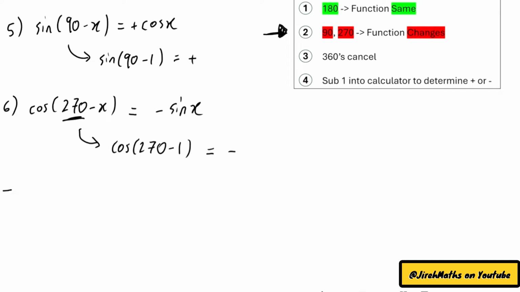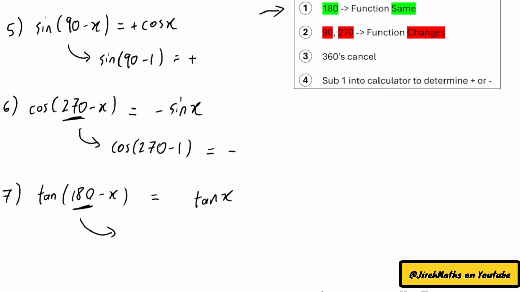Let's try the next one. Let's assume we have tan 180 minus x. 180 will mean we can use rule 1. Therefore, the function is the same. So that's tan x. In order to determine whether it's negative or positive, we substitute tan 180 minus 1 into our calculator, and we get a negative value. Therefore, that's minus tan x.